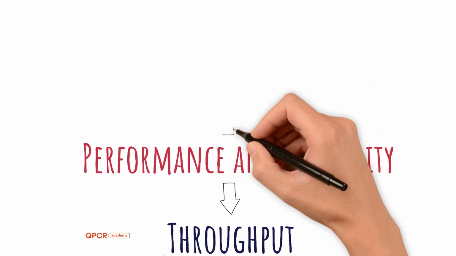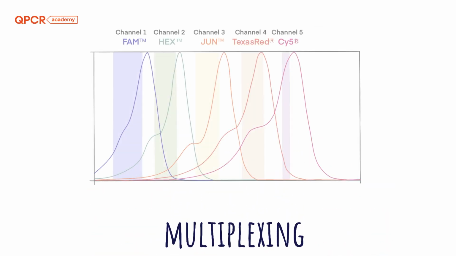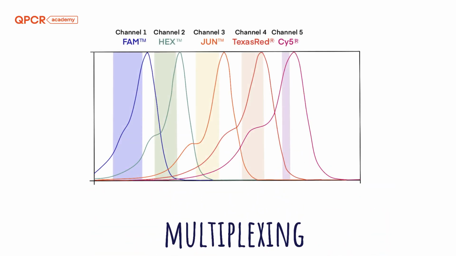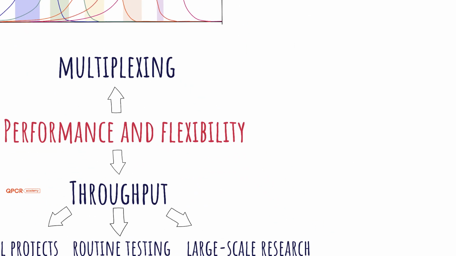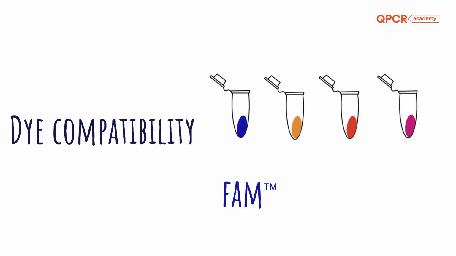Next, multiplexing. If you need to detect multiple targets at once, look for systems with at least 4 optical channels. Some advanced platforms even offer 6 or more, enabling high-plex analysis. And don't forget dye compatibility. The most common ones are FAM, VIC, ROX, and Cy5.